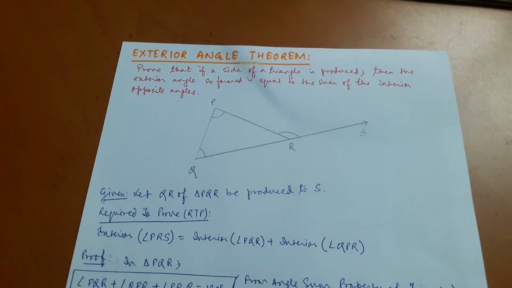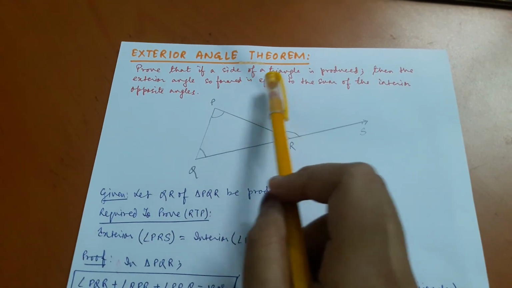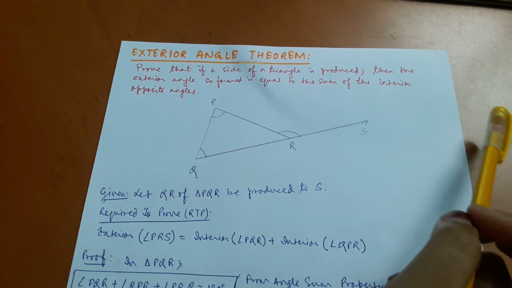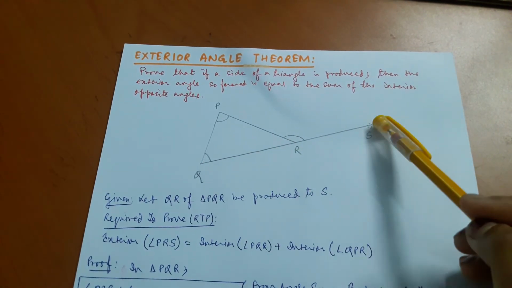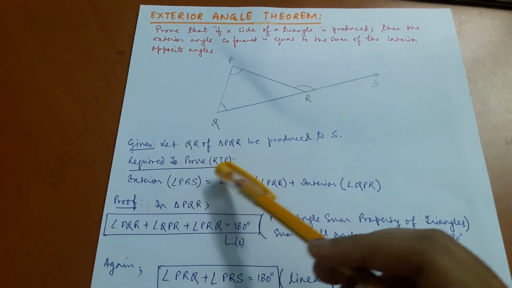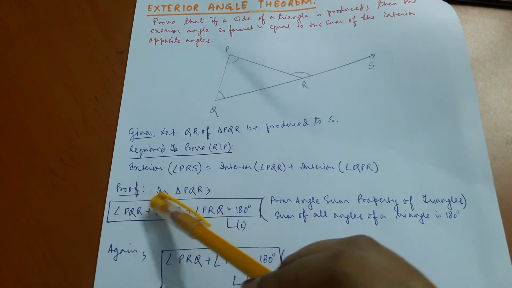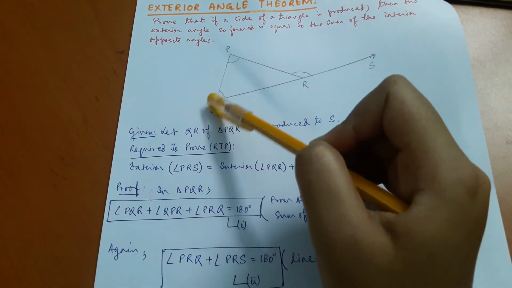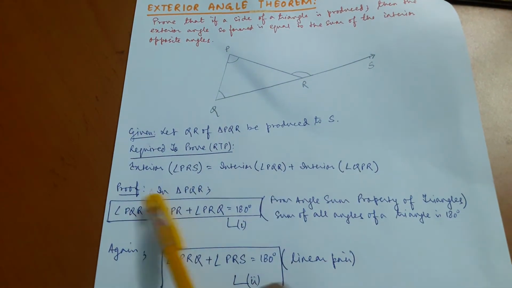Now next comes our exterior angle theorem. Prove that if a side of a triangle is produced, then the exterior angle so formed is equal to the sum of the interior opposite angles. So we drew the figure PQR, and we extended QR to S such that angle PRS is our exterior angle. So given is: let QR of triangle PQR be produced to S. Required to prove, RTP: exterior angle PRS, this angle, equals interior angle PQR, this angle, plus interior angle QPR, this angle. So this is our required to prove statement.